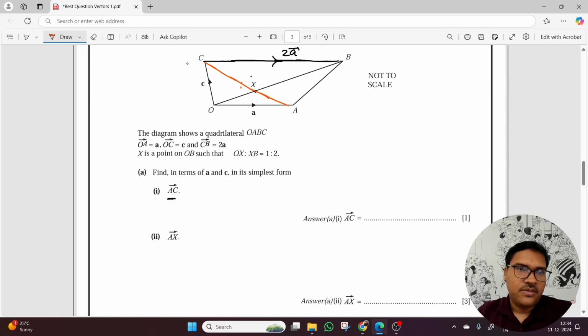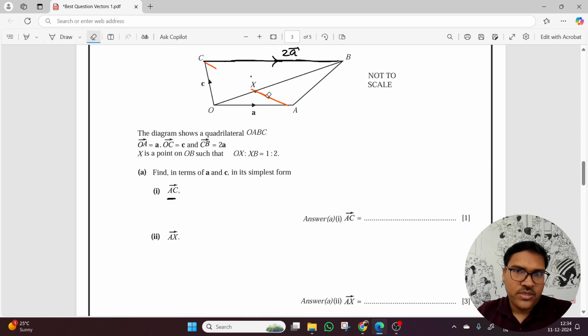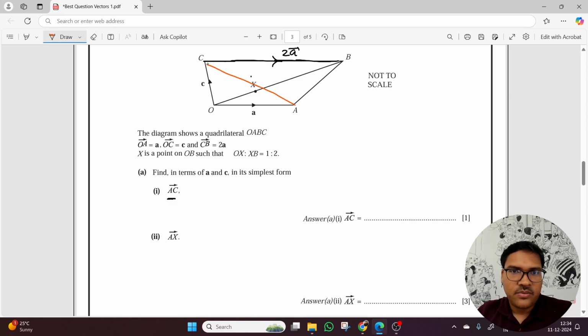This is our AC vector. Right now we don't know whether this will pass through X or not, so I am just randomly writing this is AC vector. Okay, so what is AC vector? You see, this is O to A, that is A vector, and this is C vector.